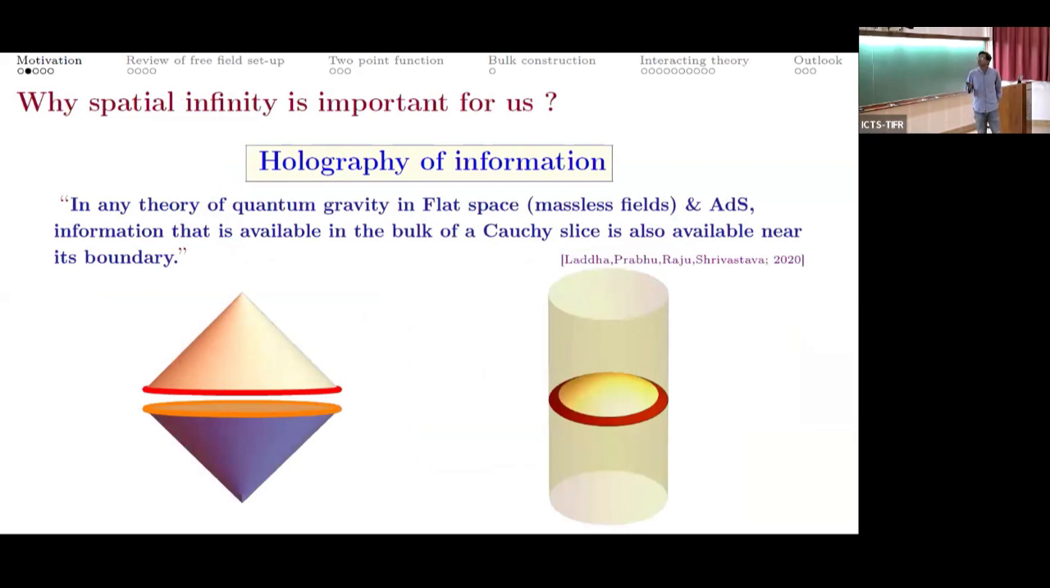This is interesting because of holography. I am using holography in a weaker sense: holography of information. What does it say? It says if we take a constant time slice, a Cauchy slice, the information about the bulk of the Cauchy slice is already available near its boundary. This statement was established by Raju and his collaborators in a series of papers. It is already established in flat space for massless fields when coupled to gravity, and in AdS. So it is a statement about gravity.